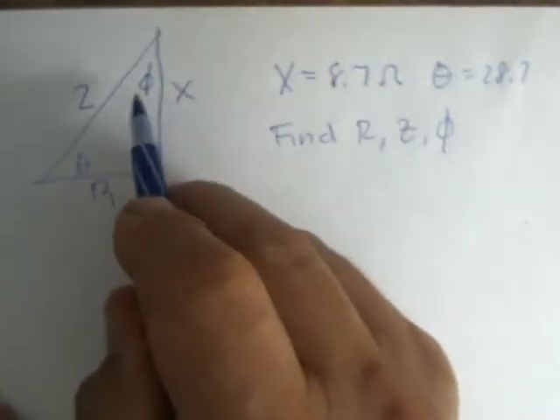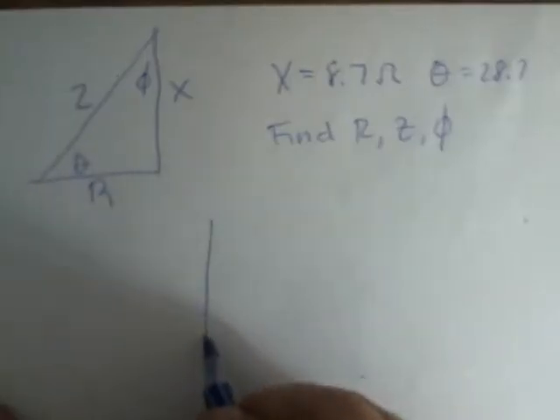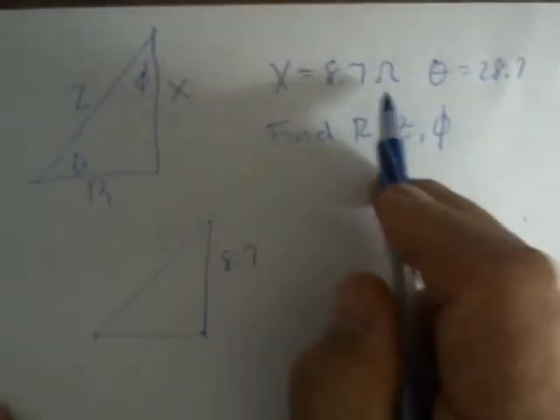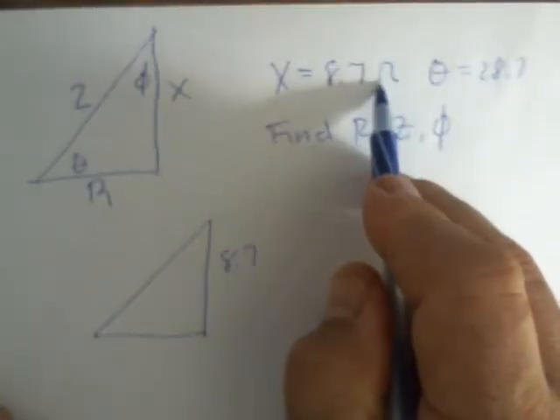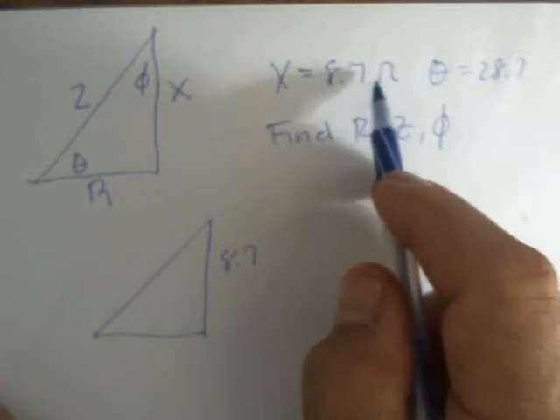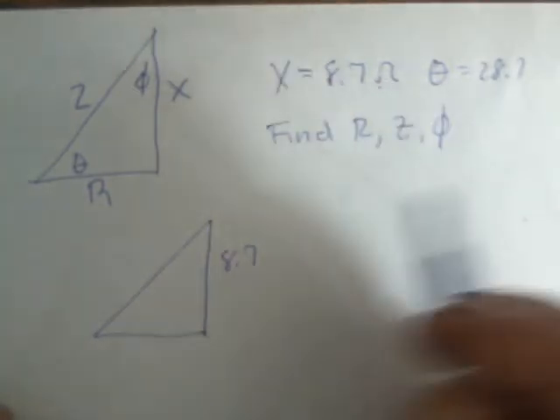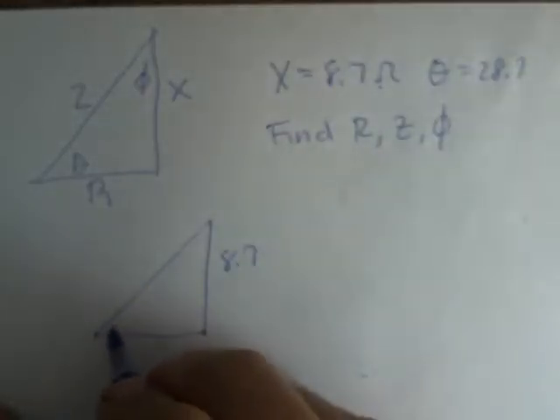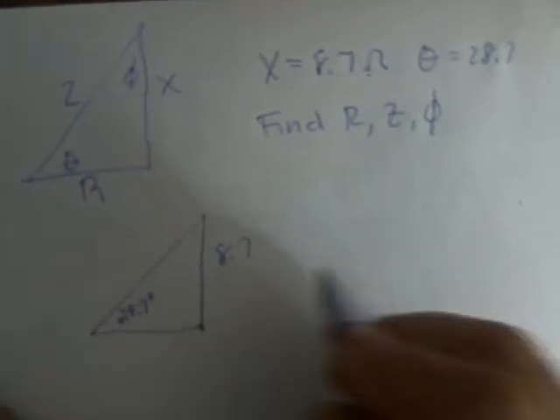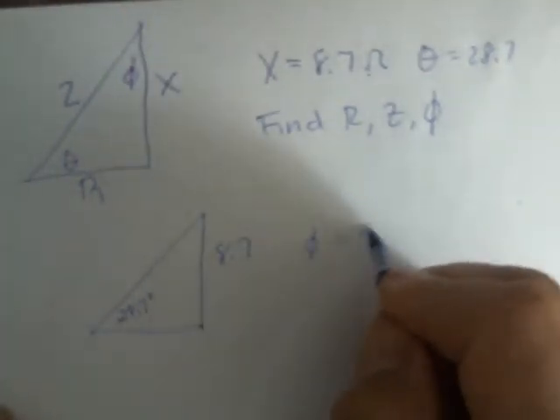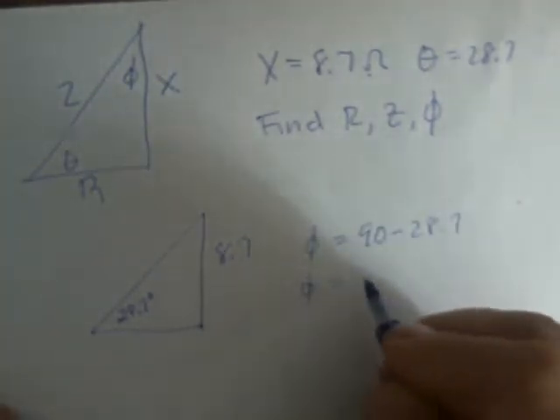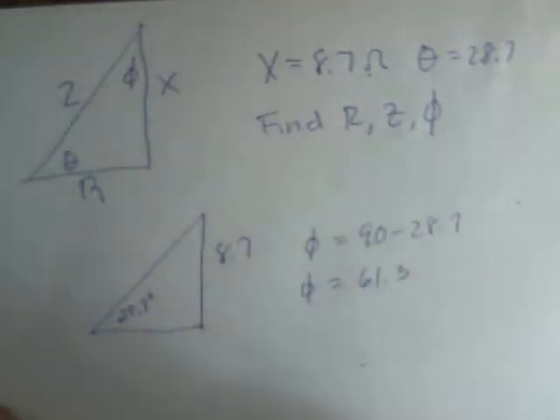So this angle up here, if I redraw my triangle and I fill in the measurements, and I'm not worried about my units right now. There's no prefixes. It's just plain old ohms. I'm not worried about anything but knowing that these are ohms. Now this here is 28.7 degrees. So my angle phi is 90 minus 28.7.